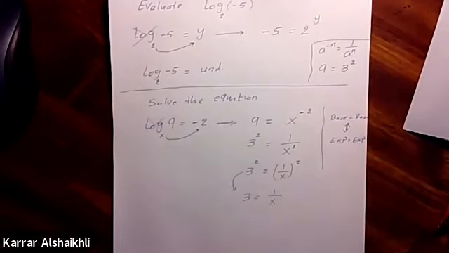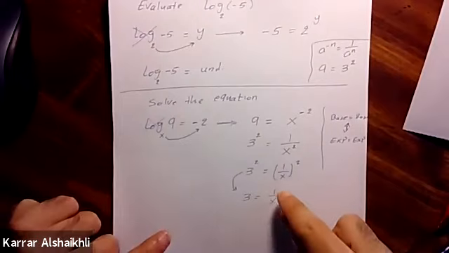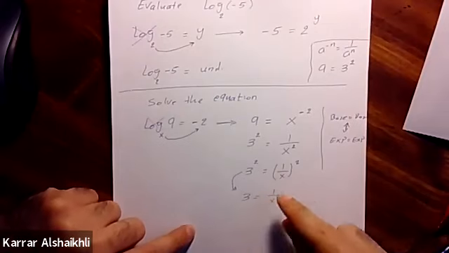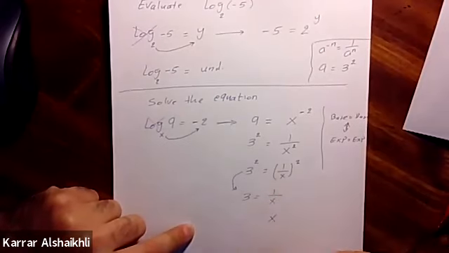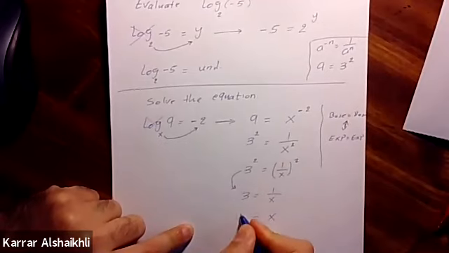Now I have to keep moving on. I need to find the value of x, not 1 over x. So 1 over x equals 3. I'm going to flip this part. 1 over x is going to be x, and flipping this part is going to be 1 over 3. That's it.